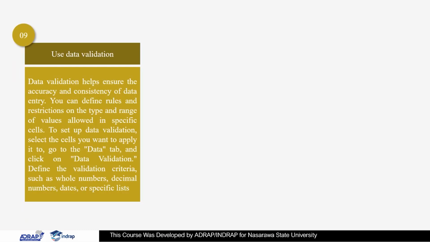Using data validation. Data validation helps to ensure the accuracy and consistency of data entry. You can define rules and restrictions on the type and range of values allowed in specific cells. To set up data validation, select the cell you want to apply it to, go to the Data tab, and click on Data Validation. Define the validation criteria using whole numbers, decimal numbers, dates, or specific lists.